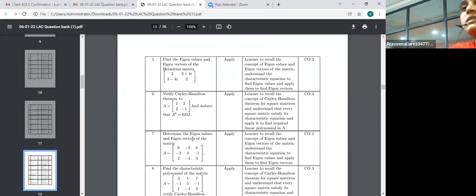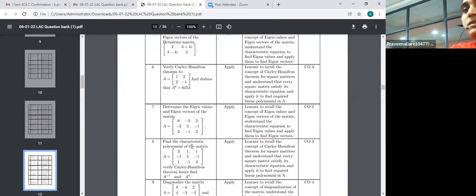Next, sixth question: verify the Cayley-Hamilton theorem for A equal to 1, 2, 2, minus 1 and deduce that A power 8 is equal to 625 into I. This is also the Cayley-Hamilton theorem verification for a 2 by 2 matrix. After that, find A power 8 is equal to 625 into I. These types of questions were put after the discussion of the second one.